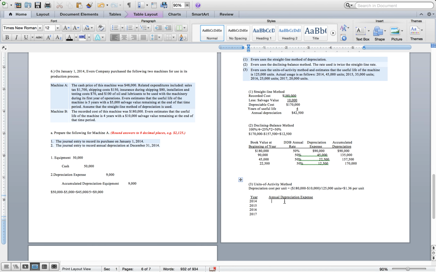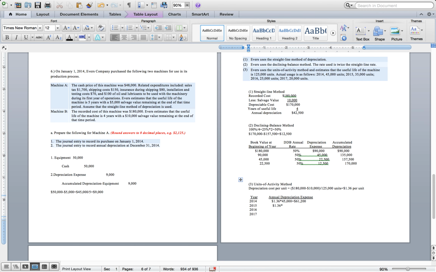And to get the annual depreciation for each year, just take $1.36 multiplied by how many units. So with the first one, take $1.36. The first year, 2014, you used it 45,000. Okay, so the first year will be $61,200. And we continue on to the next year. Again, that's not going to change. It's all going to be $1.36.